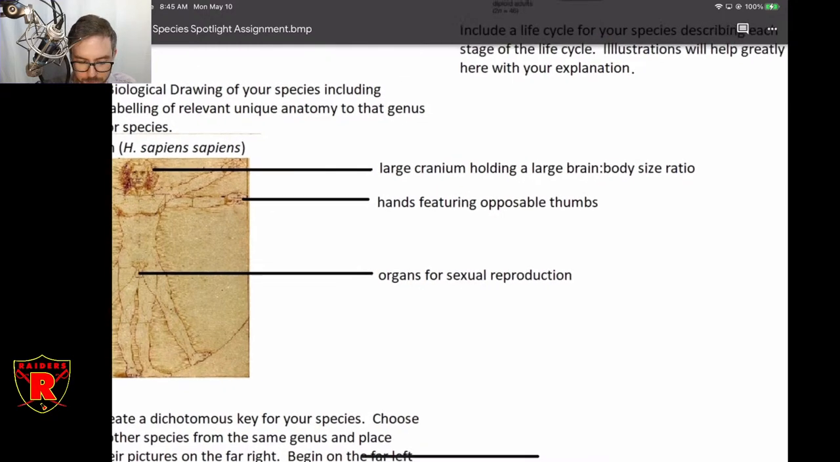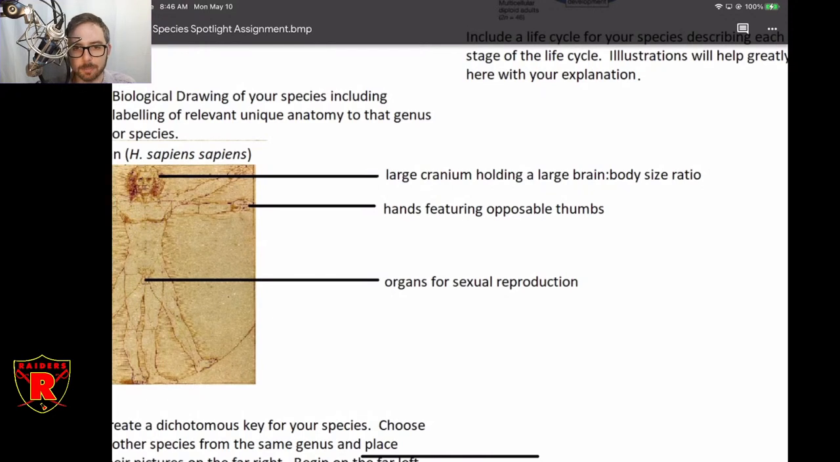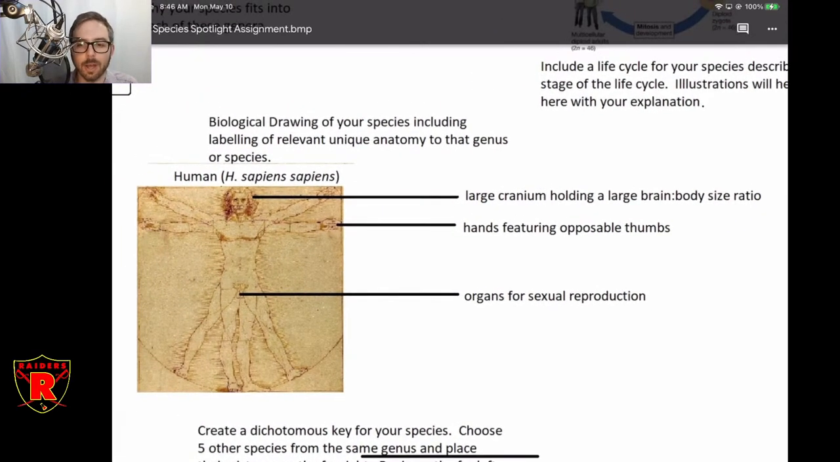Okay, this was easy to do for humans because we're different from other primates in that we have a very large cranium and a large brain to body size ratio. So that's immediately apparent from looking at us compared to other primates. We have hands that feature opposable thumbs. Other primates have that as well, but it differentiates us from other mammals. The location of our reproductive organs, again, differentiates us, not from other mammals, but from other animals, and so on. So if you know of the importance of a particular physiological characteristic, you include it. But if you don't, you know.